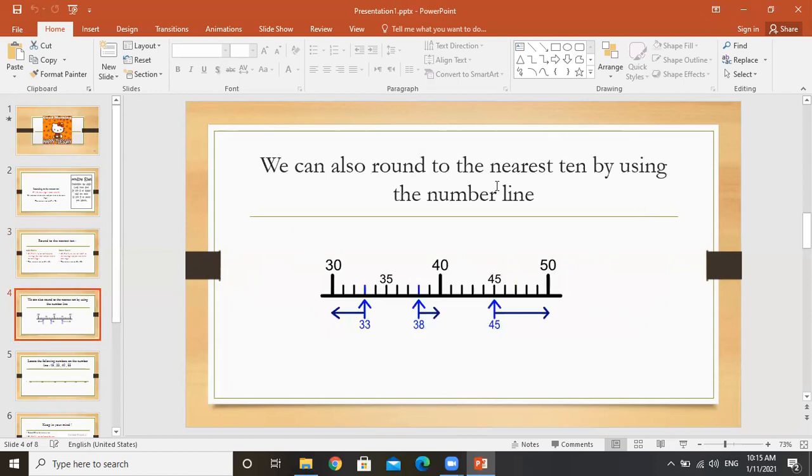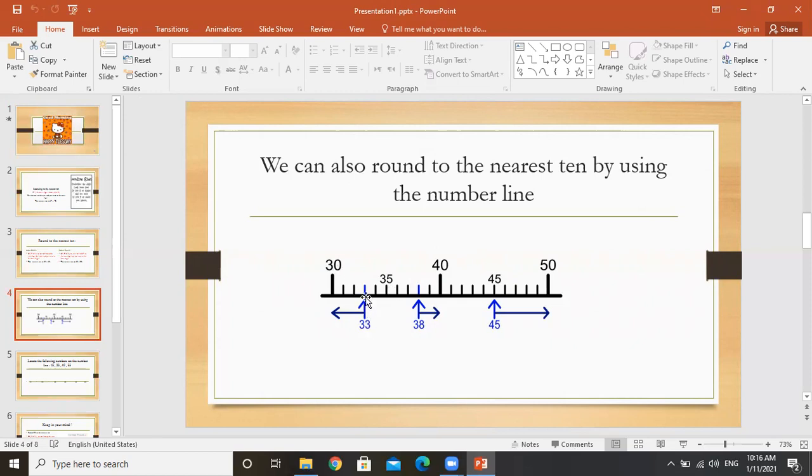We can also round to the nearest 10 by using the number line. This is the number line, and here we have 30, 40, and 50. These are the two-digit numbers that end with 0. So 35 is the midpoint, the middle. And 45 is also a midpoint. If I have the number 33, 3 is less than 5. This means that the nearest number to 33 ending with 0 is 30.